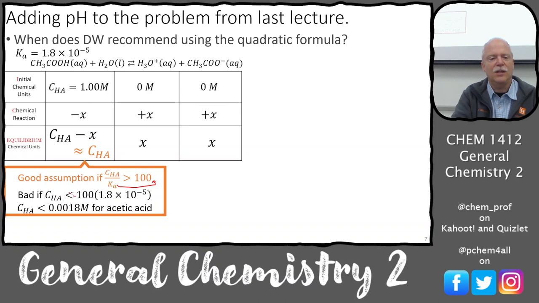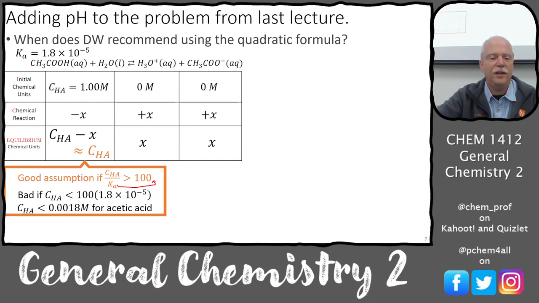If the concentration was less than 100 times the Ka, well, in this acetic acid situation, it would be a really small concentration. So this assumption would work if I had 0.1 acetic acid or 0.01 acetic acid. But if I get to 0.001 acetic acid, then this assumption fails. Does that make sense? So let's just see what the error would be if this concentration was exactly 100 times Ka. So let's put this concentration in for CHA.